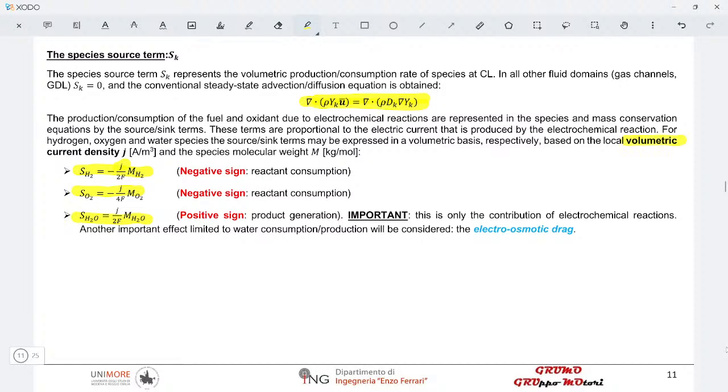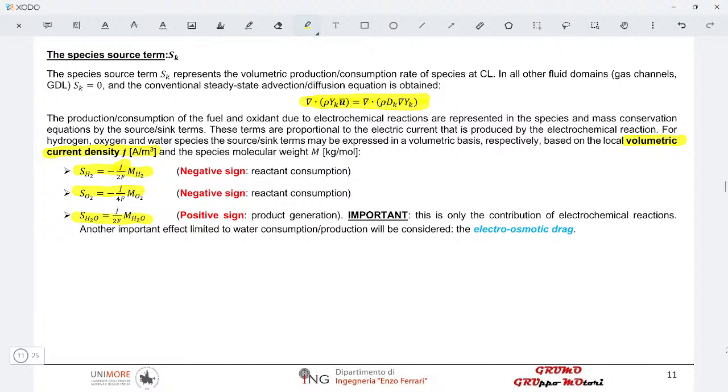J here is the volumetric current density, so ampere per cubic meter. So here, in the source terms of the fluid, we have the presence of the current density that is produced. Here is a current per unit volume, okay? But here, this very simple source term actually is extremely important, because it is here that fluid flow, so fluid domains and electrochemistry are coupled one to each other. Each species is consumed proportionally to the local current, and the local current is produced based on the local reactant consumption. Okay.